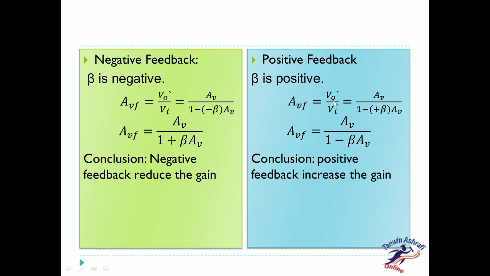In positive feedback, the fraction of output is in phase with the input signal. Therefore, the beta value is positive. If we put the positive beta value in the equation, we conclude that positive feedback increases the gain.